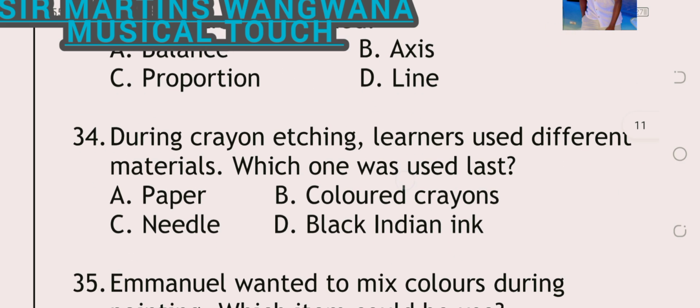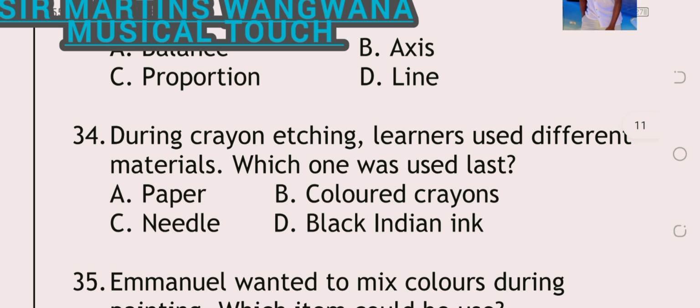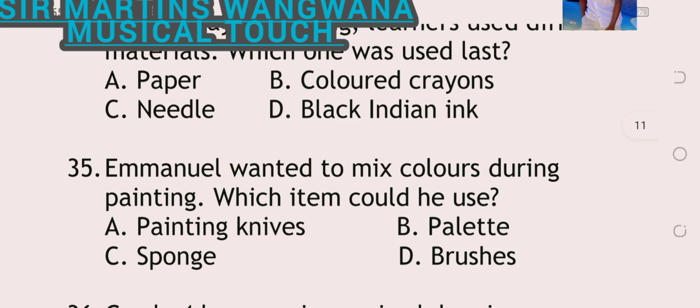Number 34, during crayon etching, learners used different materials. Which one was used last? We have paper, needle, we have crayons, and black Indian ink. Of course, the last one is a needle, which is used for scratching out the pigments or the design.